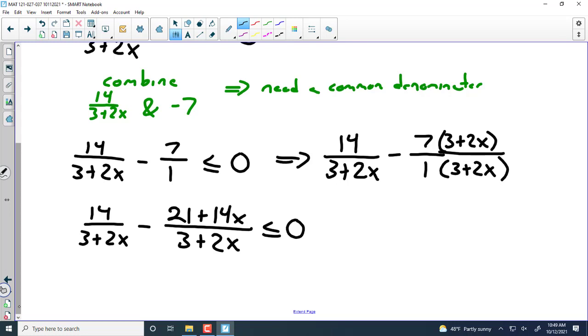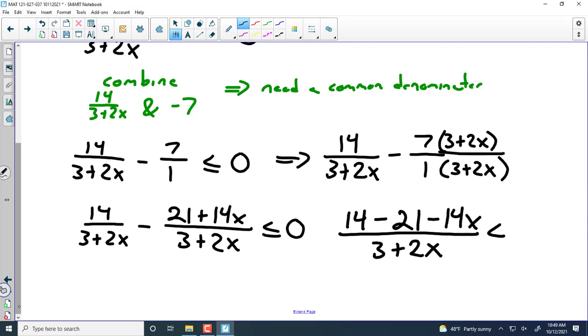Now because I'm subtracting, this minus sign right here has to distribute to both terms in the numerator. So this is going to end up being 14 minus 21 minus 14x all over 3 plus 2x is less than or equal to 0.